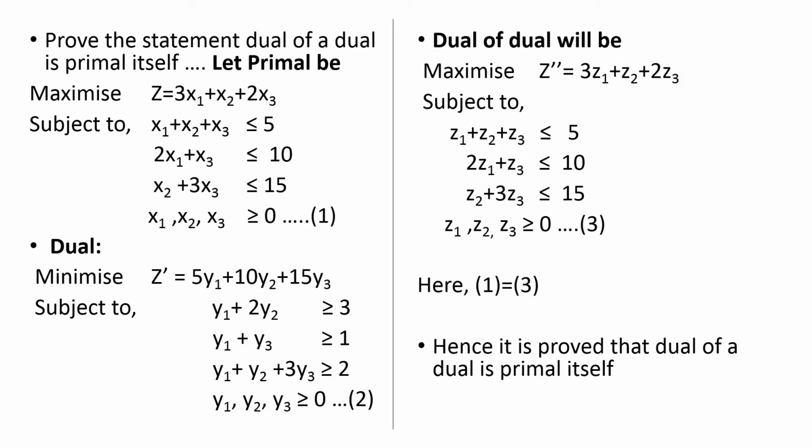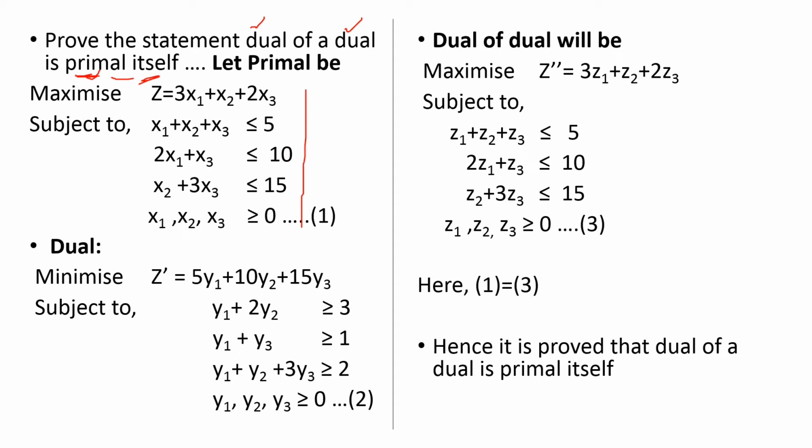And one more thing, prove the statement: dual of a dual is primal itself. Primal is the original. That's a question. Okay, dual of a dual. That is, first the primal you will be having. Find the dual, and for this dual again find the dual, and that will be primal. This is the proof. So just write any example.